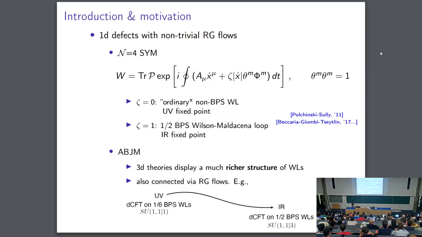So here, for instance, I chose two points. One UV fixed point, which is 1/6 BPS. So out of the 24 supercharges of your theory, you preserve 1/6 of them, and you flow in the IR to the half BPS operator.